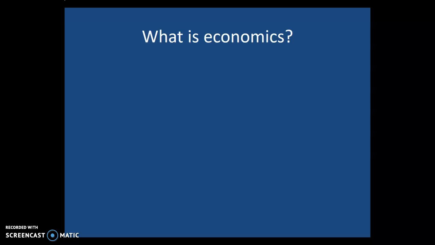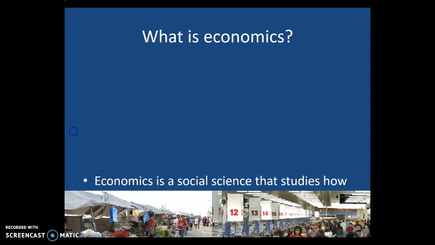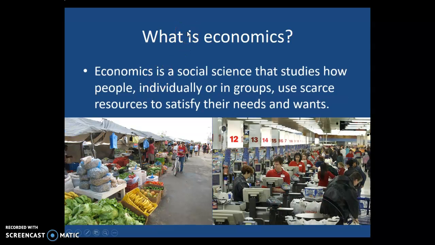Okay, so rather than beat around the bush anymore, let's just take a look at the official definition that we're going to use in this class. Now, I will step back and say that there are multiple definitions of economics. You can take 5 textbooks and you might get 5 different definitions, but I believe that there is one that pretty much encompasses the entire element of this subject, and this is going to be the definition that we use. Economics is a social science that studies how people, individually or in groups, use scarce resources to satisfy their needs and wants.